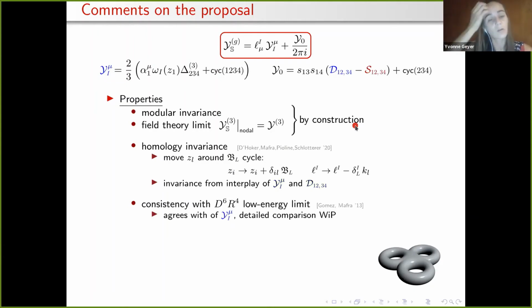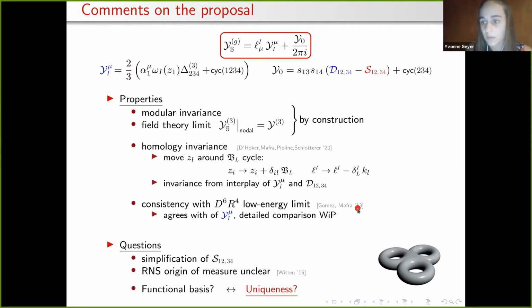Now, you might also wonder about the consistency with the low energy limit, the impressive calculation by Umberto and Carlos, where they showed that this matches the expectations from S duality. And it's easy to see that this agrees with the term that is linear in the loop momentum, but a detailed comparison we're currently working on.